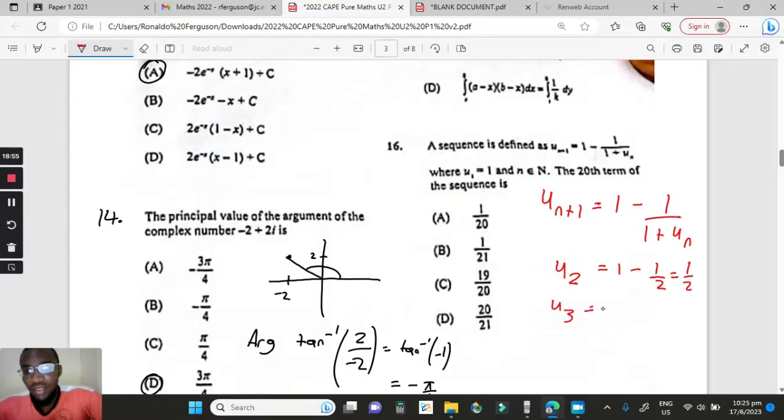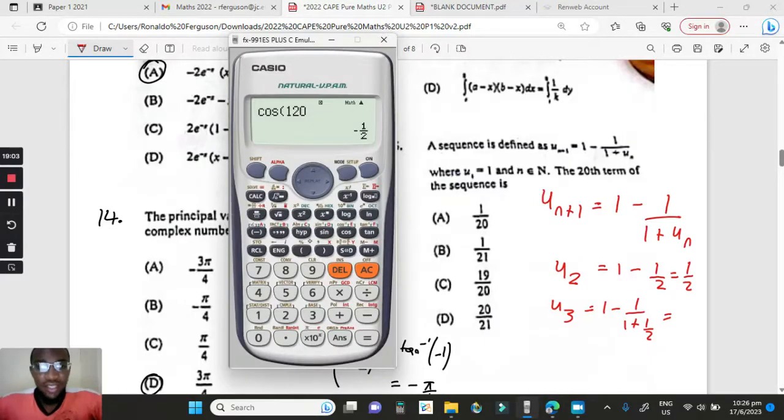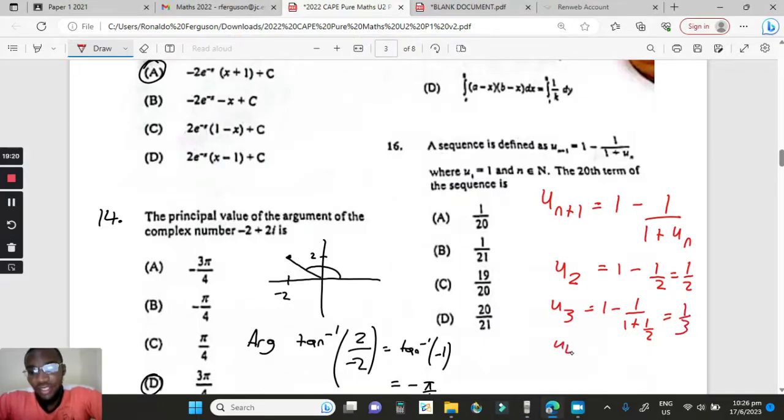Now u3 is going to be 1 minus 1 over 1 plus u2, which is half. Then I need to catch the pattern here. So now u3 is 1 minus 1 over 1 plus half. Don't worry guys, I'm catching a pattern. This is 1 over 3. I catch it already. So u4 is 1 over 4. All the way down to u20 is 1 over 20. Okay, no problem. That's easy. Fair enough.